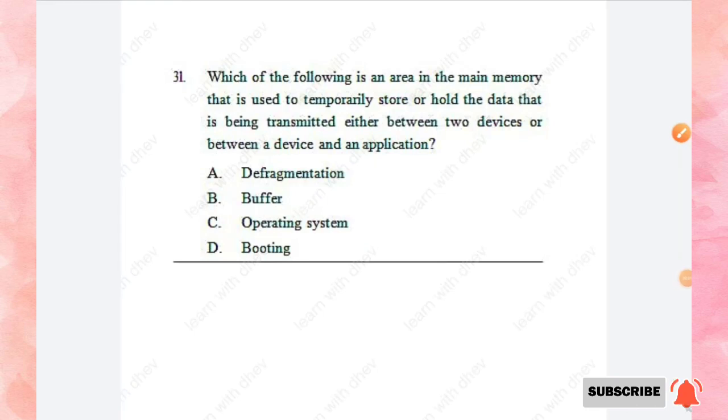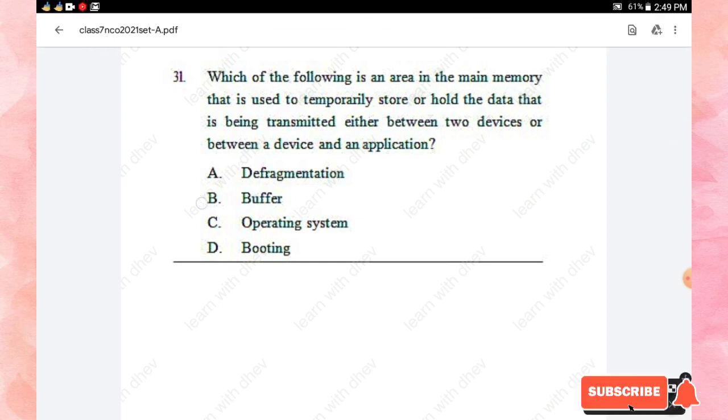Question number 31. Which of the following is an area in the main memory that is used to temporarily store or hold the data that is being transmitted either between two devices or between a device and an application? Options are defragmentation, buffer, operating system and booting. So the right answer is buffer. It's an area in the main memory which is used to temporarily store or hold the data. So option B, buffer, is the right answer.